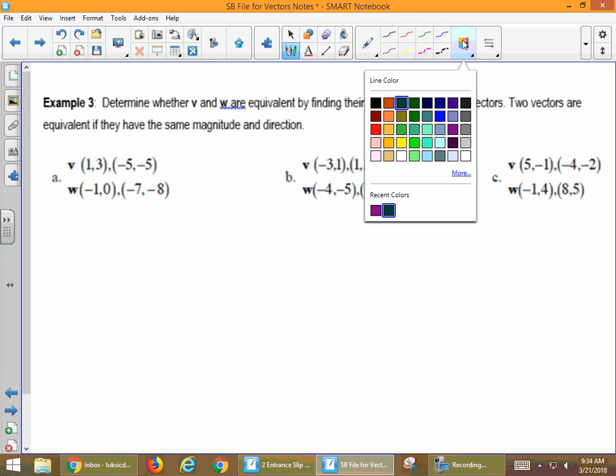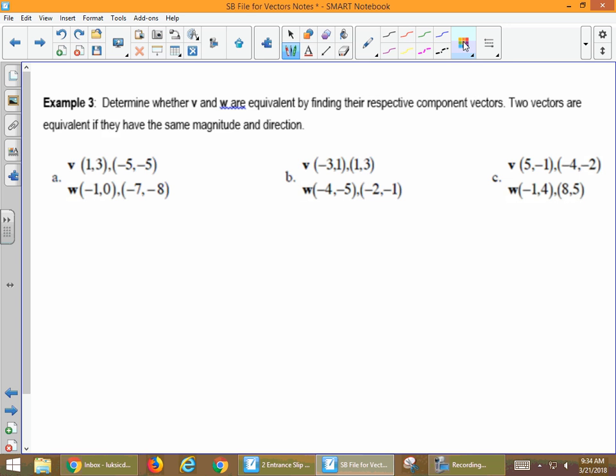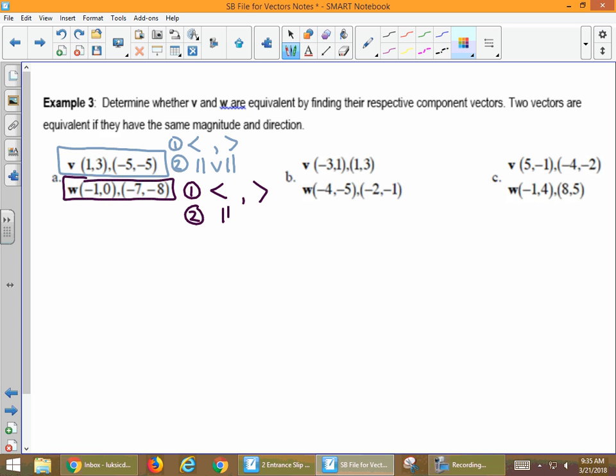So I'm going to ask you to work ahead if you can. Find this component vector, find V and its magnitude. And then do the same for W. And maybe we won't do all three. And if everything's the same, then they're equivalent. If you have the same components and the same magnitude, then you have equivalent vectors. If you don't have the same components and the same magnitude, then they're not.